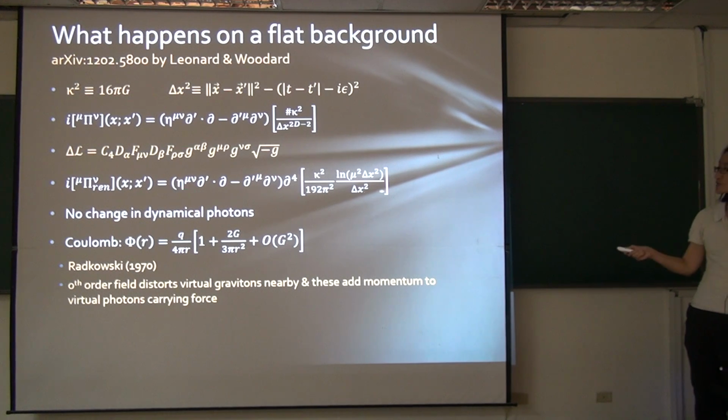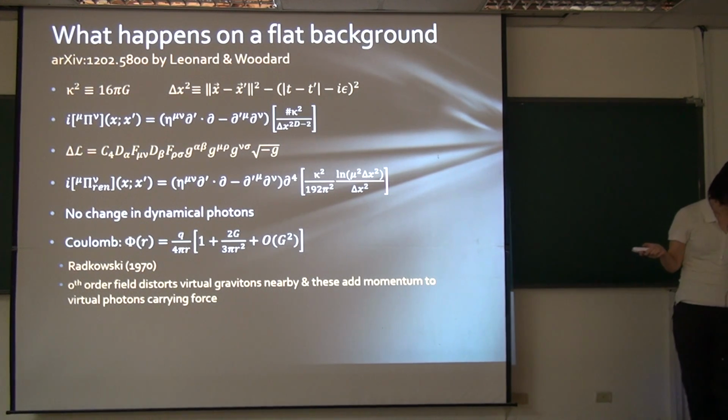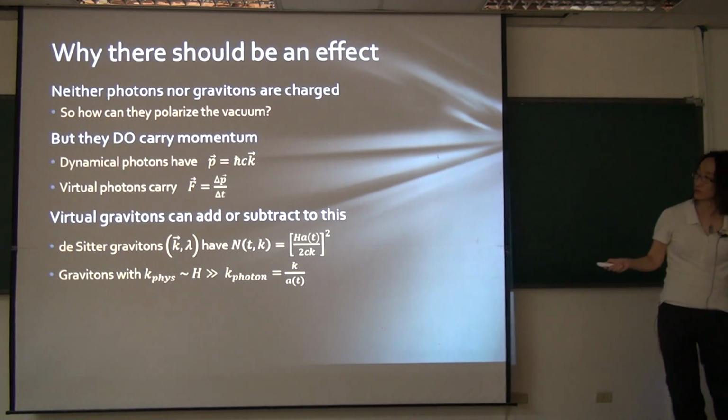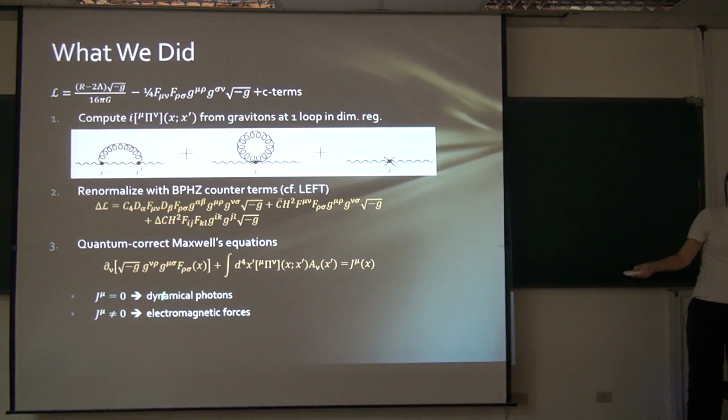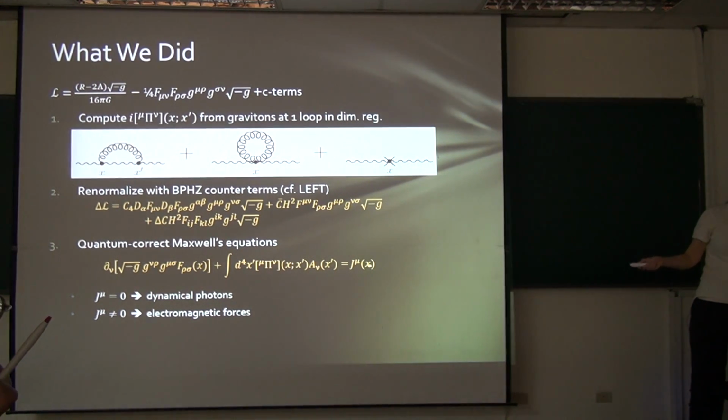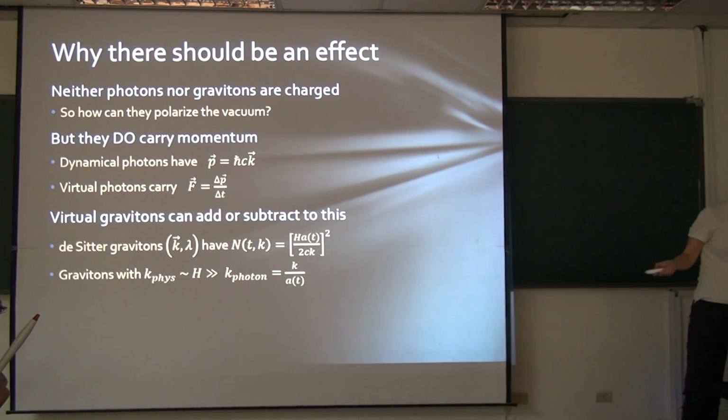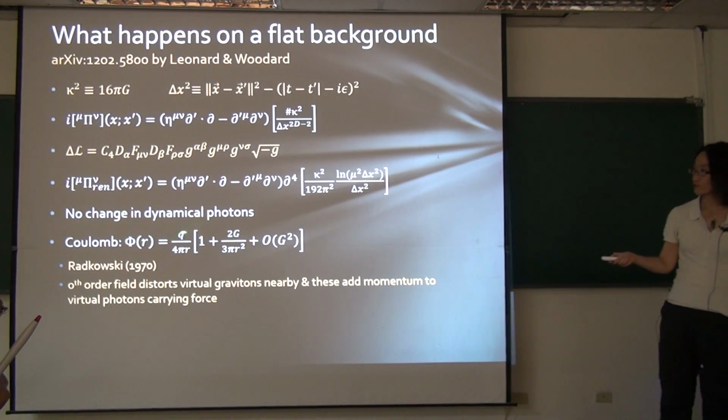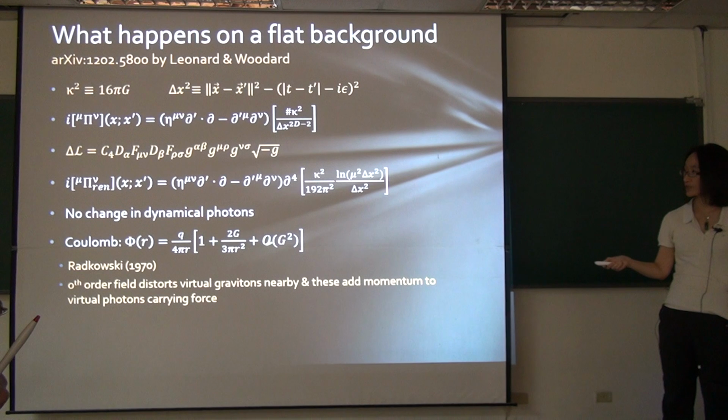And when we use this vacuum polarization in phase space-time to quantum correct the Maxwell equation here, and set the source equal to 0, there is a dynamical photon behavior. We find no change for dynamical photons. For the point source, we find this is a classical piece, and actually there is a correction to the classical piece, this piece. Actually, this agrees with the 1970 calculation by Ray Kautsky. He used a different method to compute, and they agree with each other.